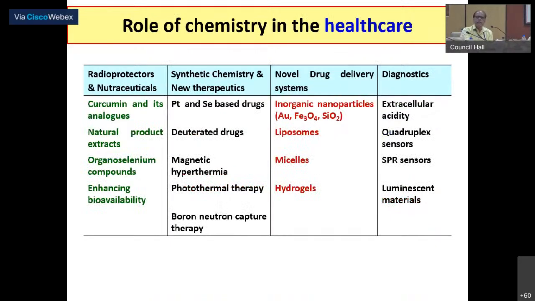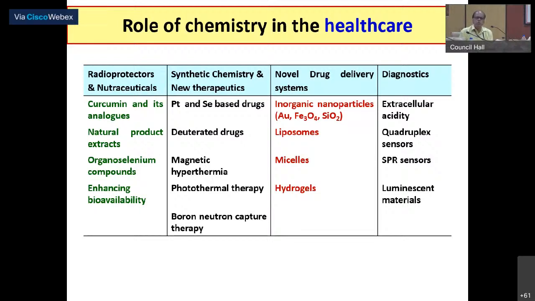slide. Healthcare, in BARC we work a lot on radioprotectors, nutraceuticals, curcumin. Curcumin is the active component of turmeric, haldi. Now suddenly after the pandemic, the whole world has woken up to Indian medicinal plants. Turmeric is one of them. The problem is that they do not have high bioavailability. What kind of materials chemistry can be done to enhance the bioavailability of these kind of important constituents of Indian medicinal plants?